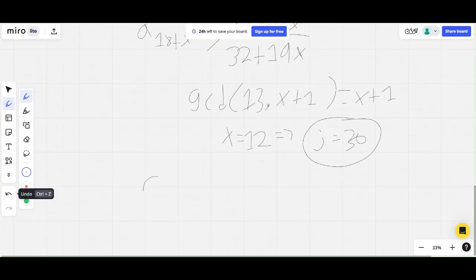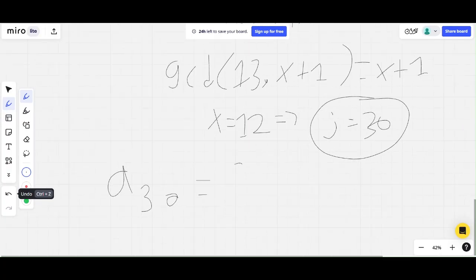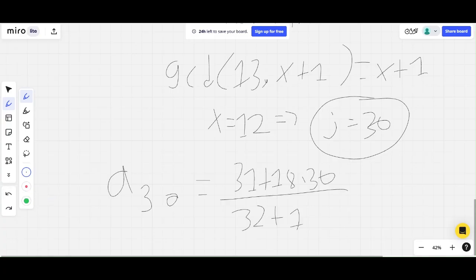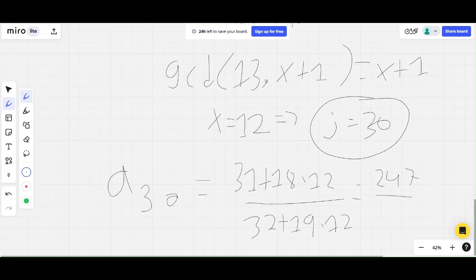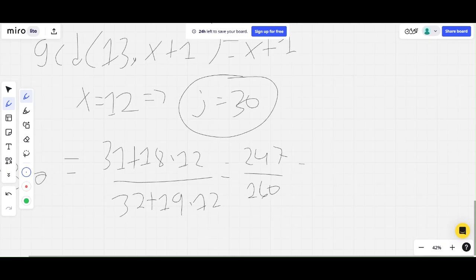Right, and so we can do another equation. So we find a of 30. A of 30 is equal to 31 plus 18 times 30 over 32 plus 19. Oh, sorry, not 30, 12, because it's x. My bad. 18 times 12 over 32 plus 19 times 12, which is equal to 247 over 260, which equals 19 over 20. Now, if we stop here, look at 19, right?